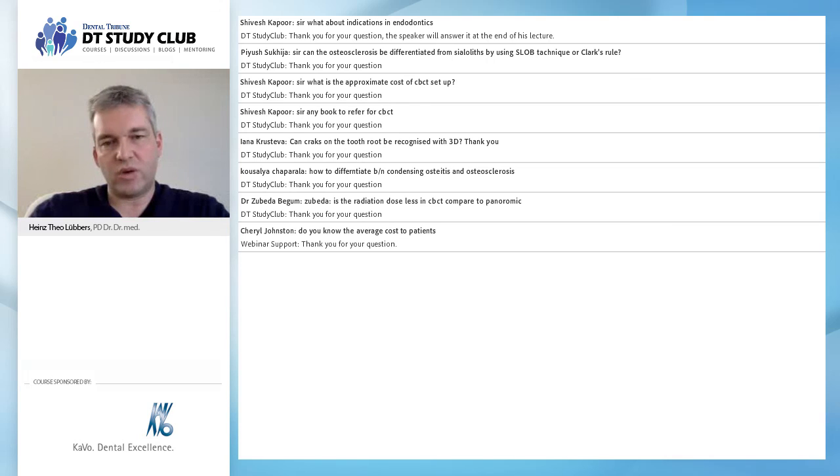First question is what about indications in endodontics? Actually, I'm the wrong person to ask that. I'm a maxillofacial surgeon, so I'm quite far away from endodontics. I know that there are some endodontists that do perform CBCT, I think more or less for the same reasons I perform it when I go for root amputation, like complex anatomy, or to check whether there's an instrument maybe in the root canal, but it's definitely not a routine indication for endodontics.